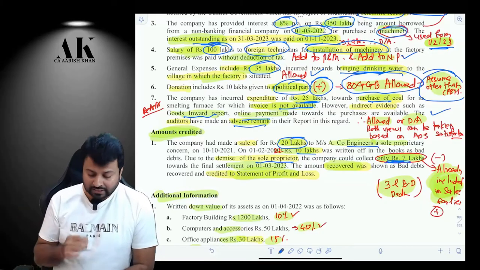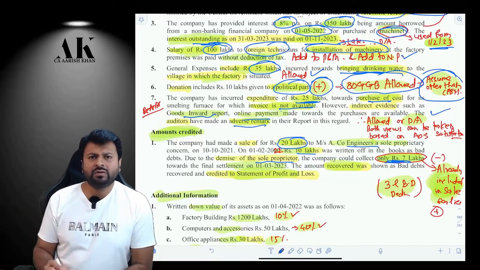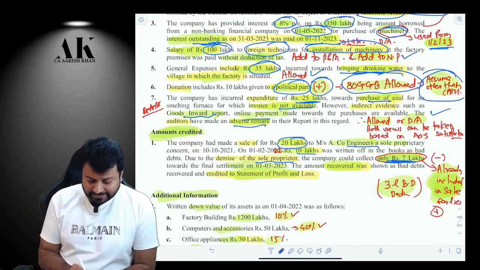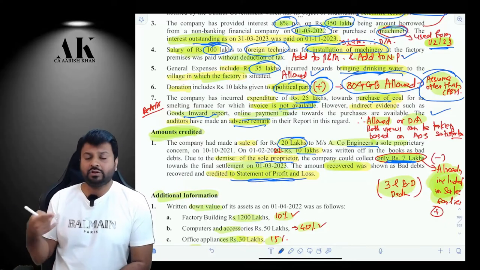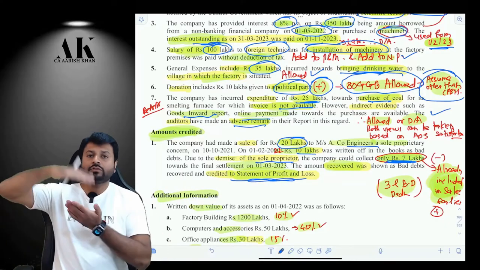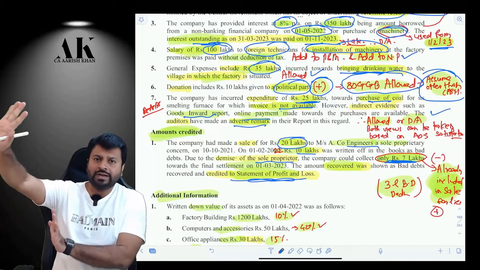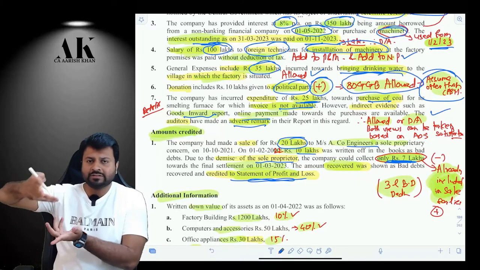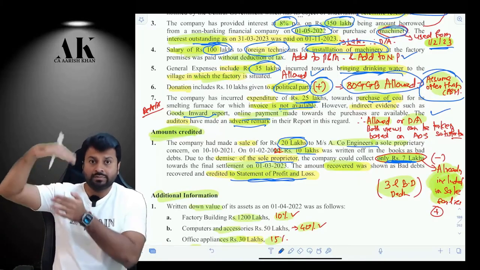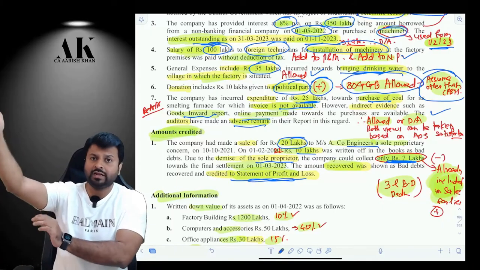Now, what should I do? This 10 lakh is already credited to the P&L. Okay. So, you have again credited that to P&L. This 7 lakh which is recovered now, you have again credited to P&L. Now, when you sold the goods of 20 lakh rupees, you credited 20 lakhs to the P&L. Yes. After that, 10 lakhs became bad debts. So, 10 lakhs you took the deduction. But still, the other 10 lakh is credited to the P&L. You have paid tax on that.